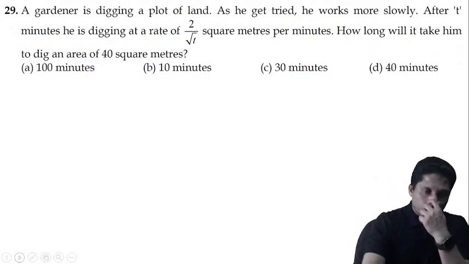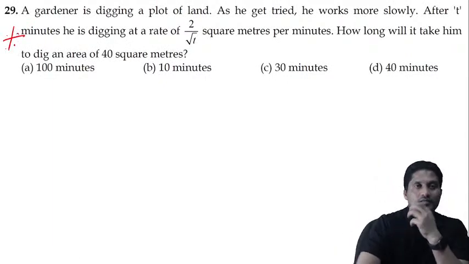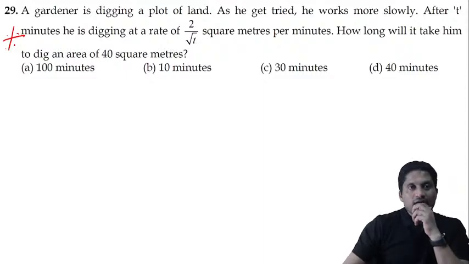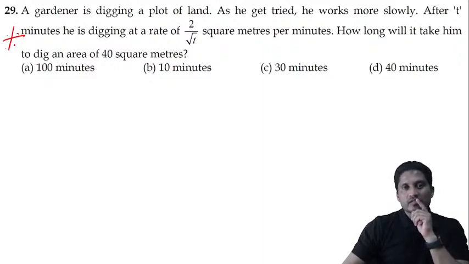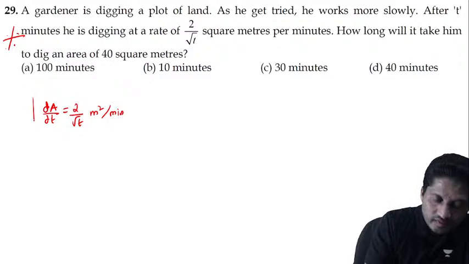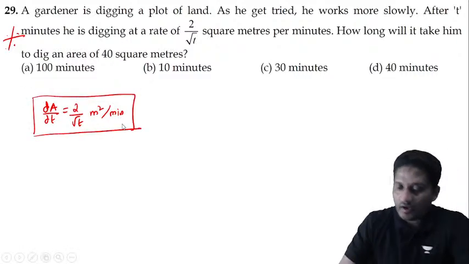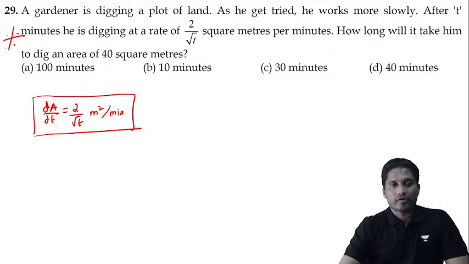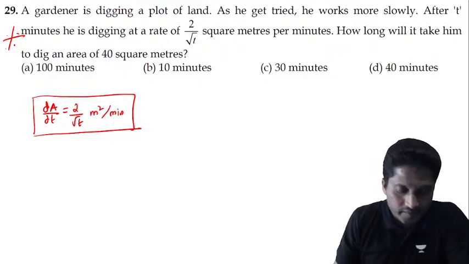Okay, good problem. Just go through the question once. A gardener is digging up a lot of land. As he gets tired, he works more slowly, and after t minutes is digging at the rate of 2 by root t square meter per minute. So this means that dA by dt is equal to 2 by root t square meter, that is meter square per minute. This is given. Okay, now the question is, how long will it take him to dig an area of 40 square meter, that is meter square?